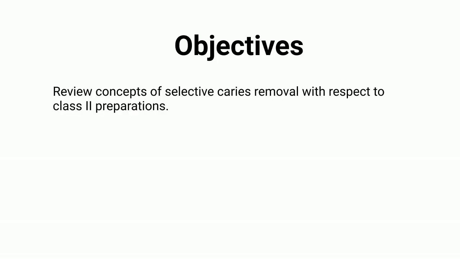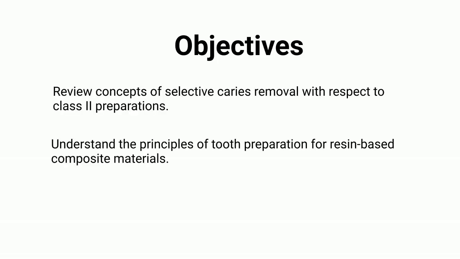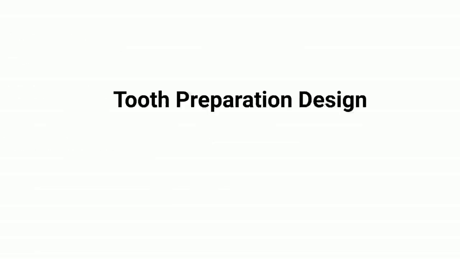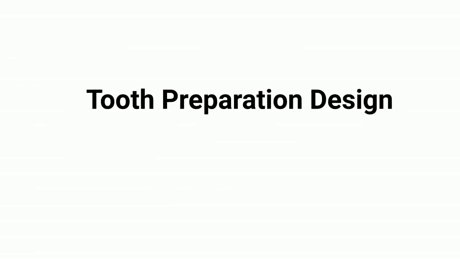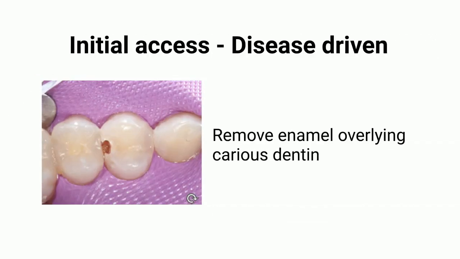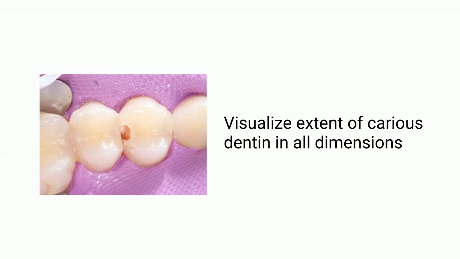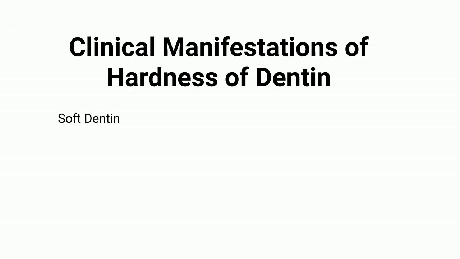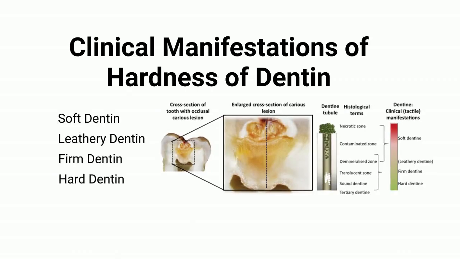These are the objectives of the lesson. I will explain how the preparation design should be when we remove caries. The preparation design depends on the extent of the caries. For the caries removal procedure, it is important to review the clinical hardness of dentin, since based on that we will decide clinically what parts of the dentin we will leave during caries removal.